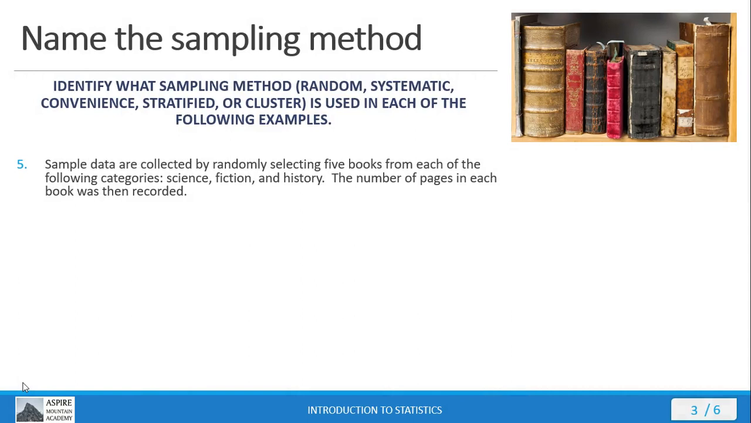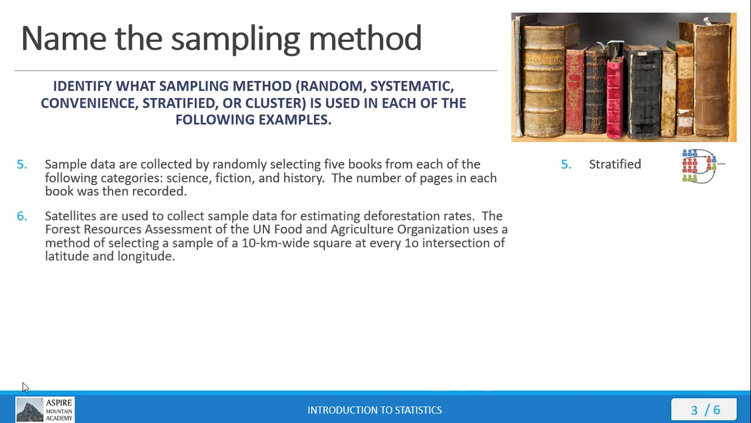Next, we have sample data collected by randomly selecting 5 books from each of the following categories: science, fiction, and history. The number of pages in each book was then recorded. What do we have here? Well, this is stratified sampling. Here you have different subgroups or strata, and this is the different categories: the science, the fiction, the history, and you're randomly selecting from each of those subgroups.